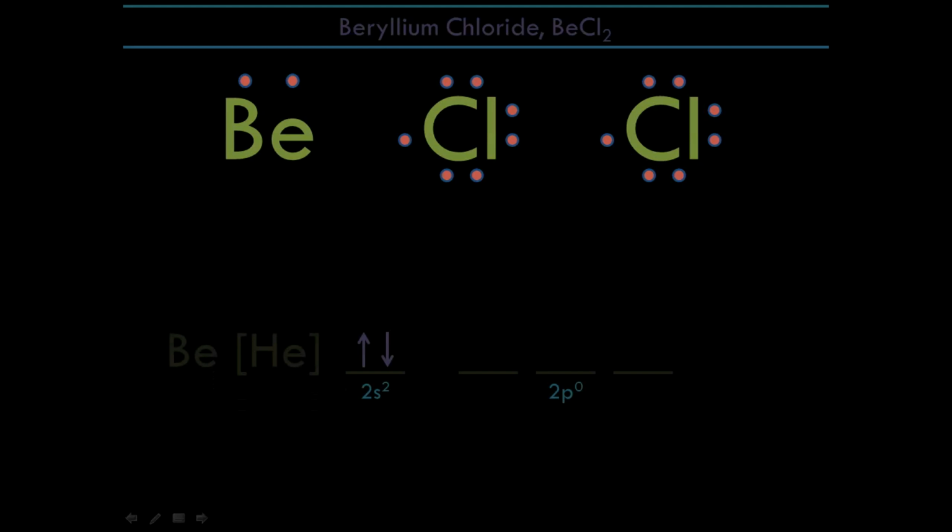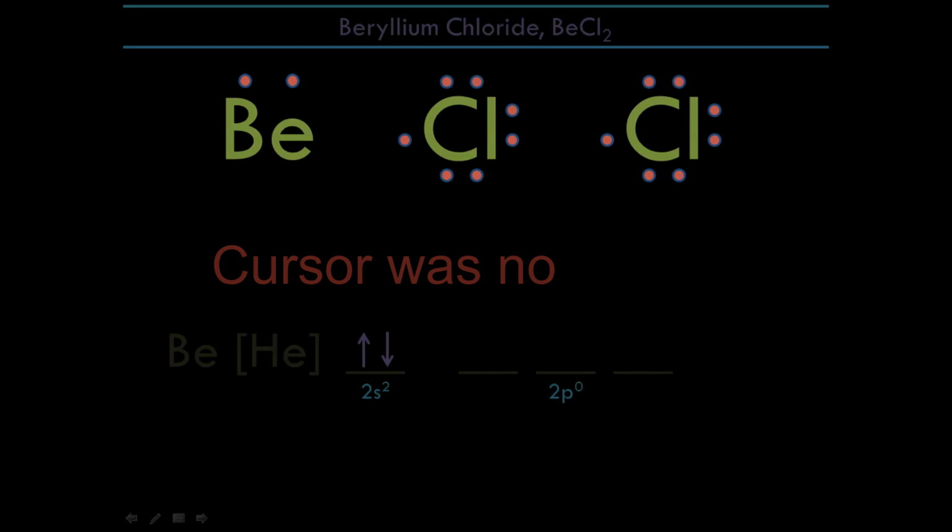Let's write the orbital notation for beryllium. So you can see here two electrons outside in level 2 participate in bonding. 1s2 is represented by this one, helium. It is an inner electron, so it doesn't participate in bonding.